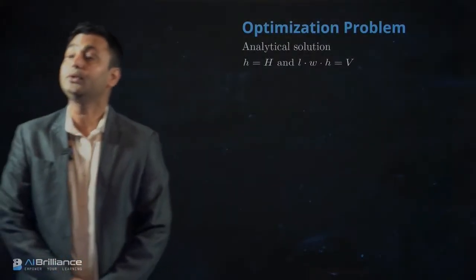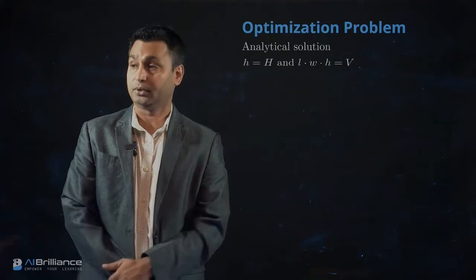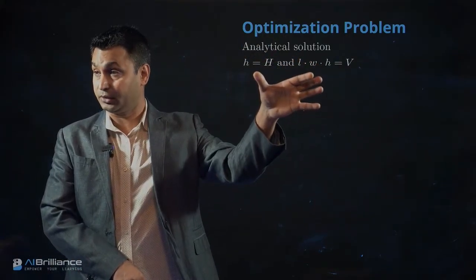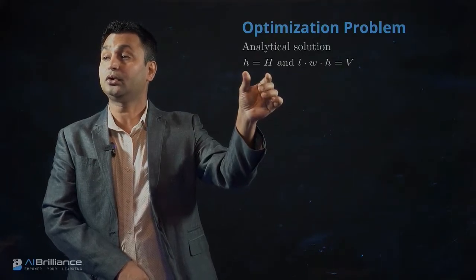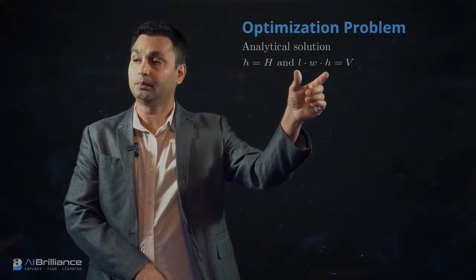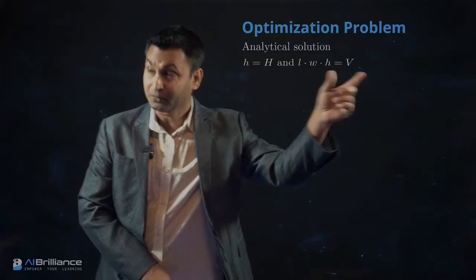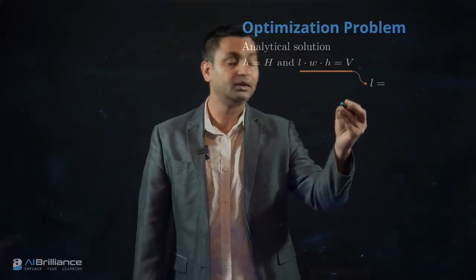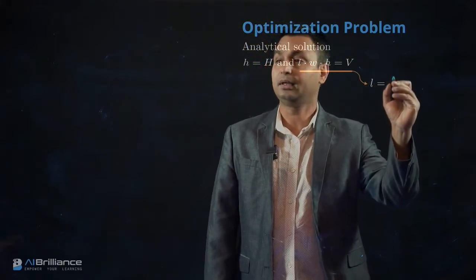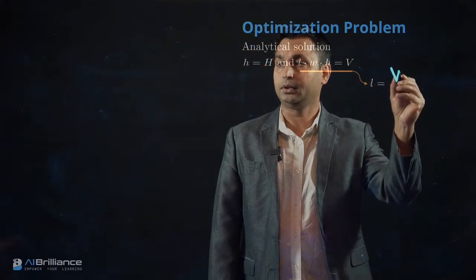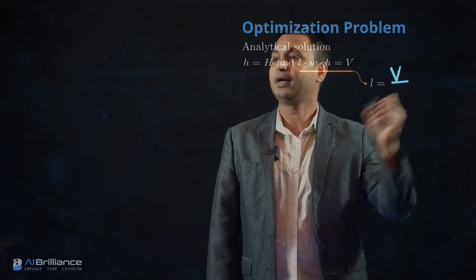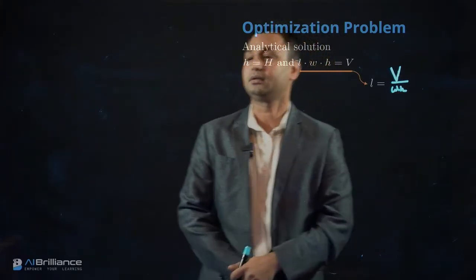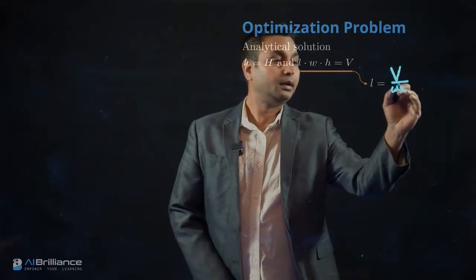Then what I can do is take an analytical approach and go ahead and solve. The information that we have from the two constraints is that h is equal to capital H, and the multiplication of L, W and H is equal to capital V. From there I can take this L equation and write that L is equal to capital V divided by W H. That is what L is going to be.